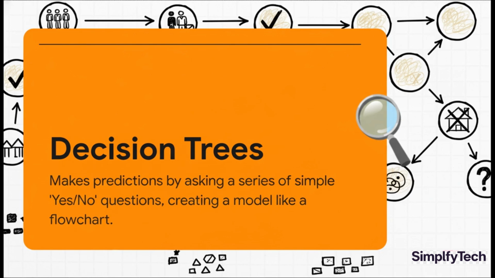It just asks a series of simple, cascading yes or no questions. Is the person over 30? Yes. Do they own a home? No. And by following the branches of this flowchart, you arrive at the final prediction.